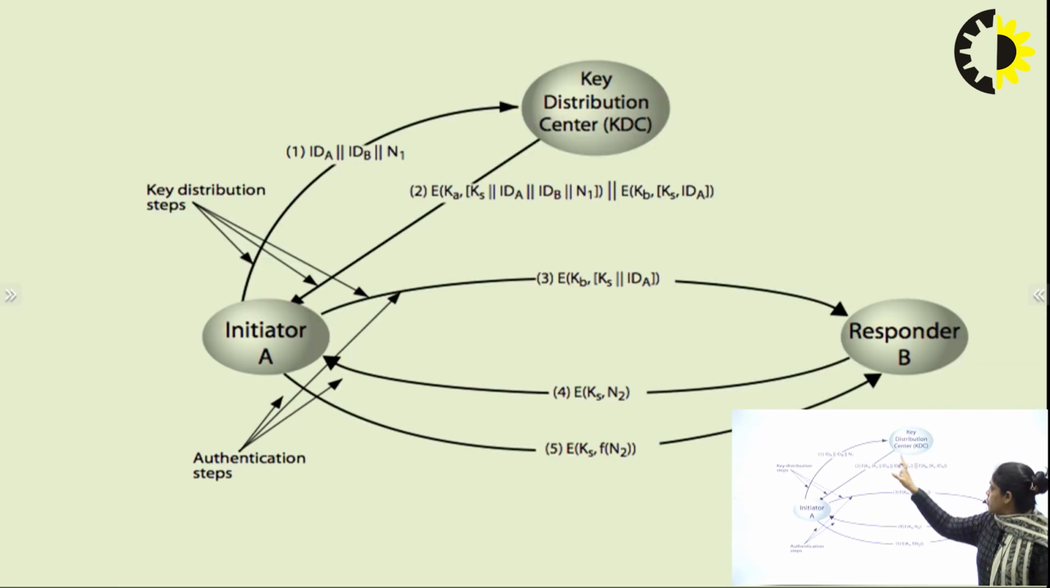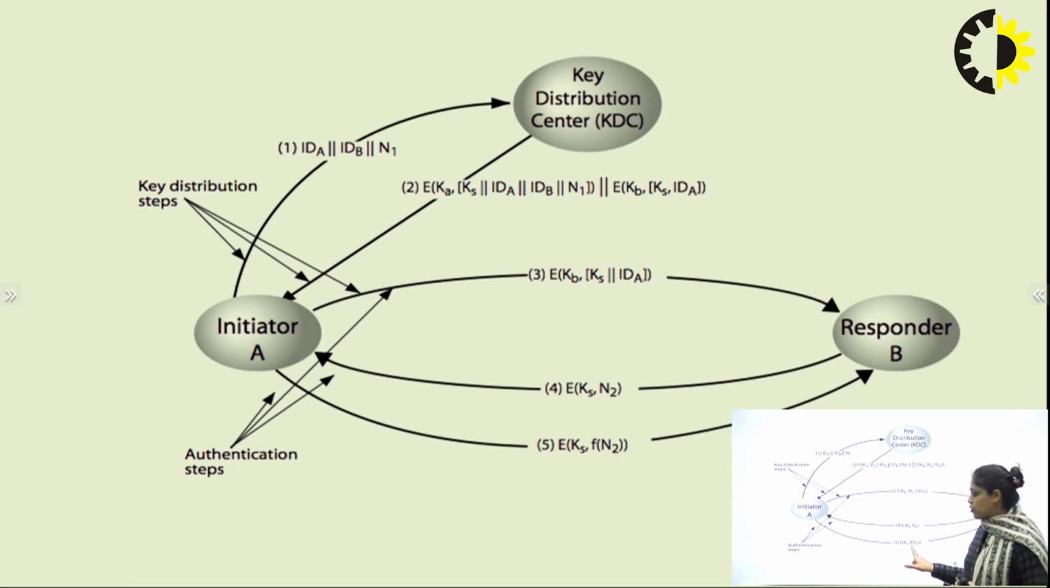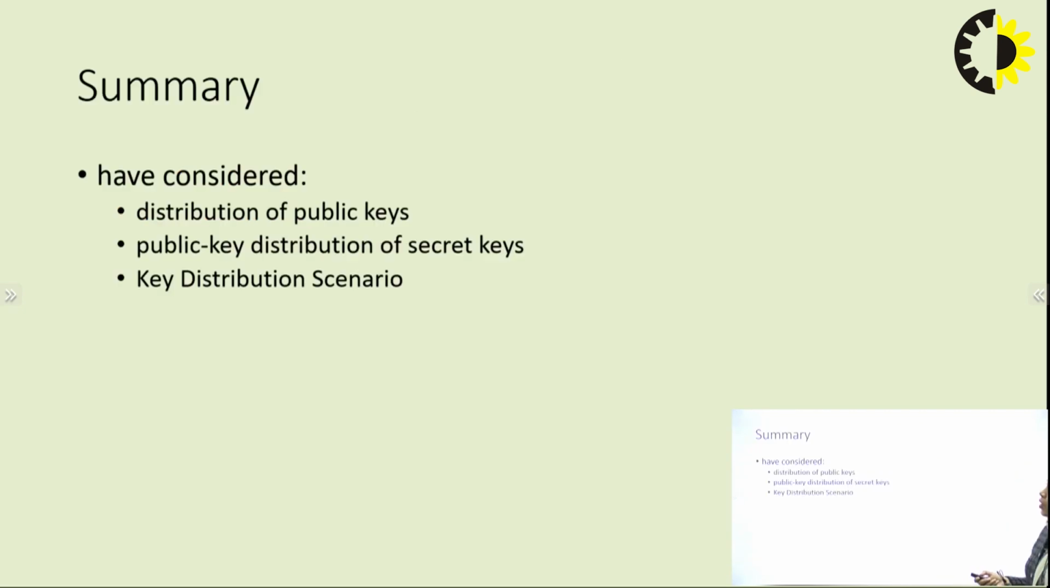Here N1 represents nonce 1. ID A shows the identity of A. ID B shows the identity of B. Nonce 2 is another nonce, a random number, which is attached with the message and sent. And finally, here we have the function of N2. So this is the summary of what we have discussed in this lecture.